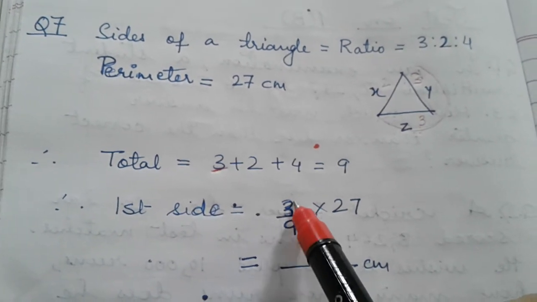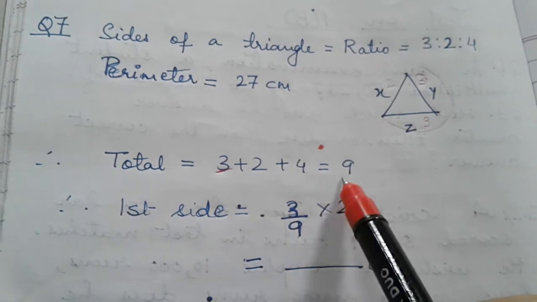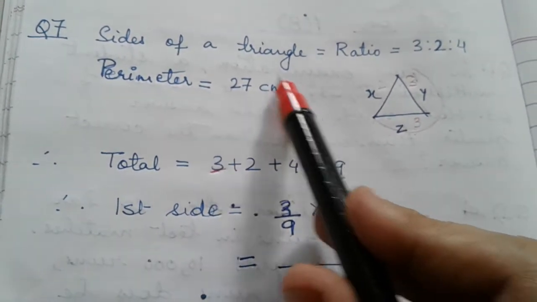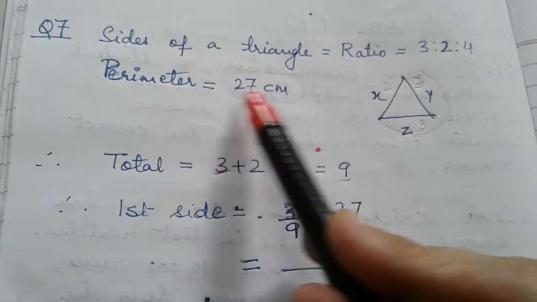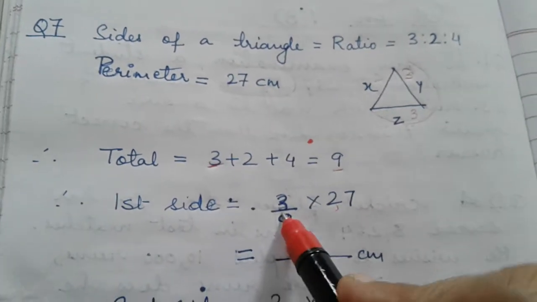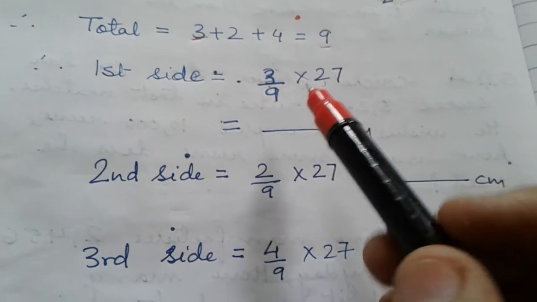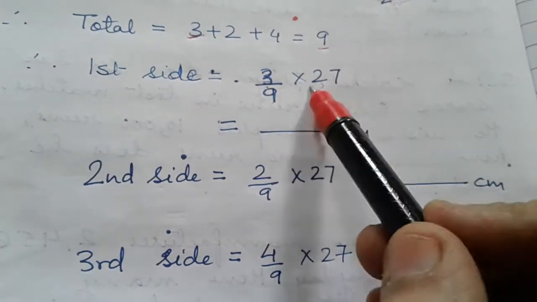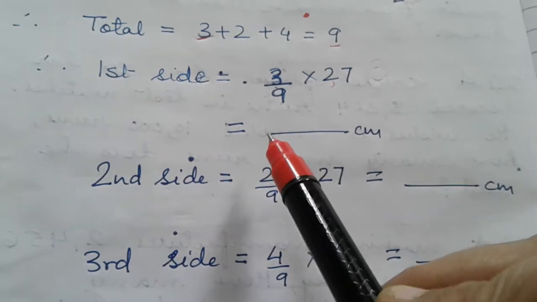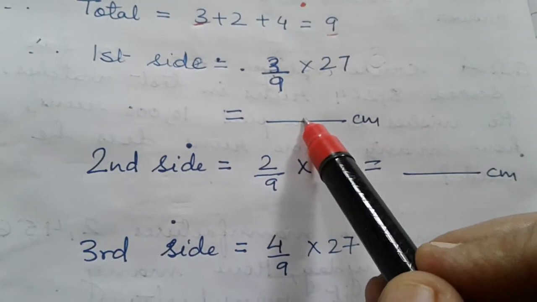So 3 out of 9, because the total is 9, multiplied by the total given here. The total perimeter is 27. So this, children, I have left it for you. You have to solve it by yourself. I'll give you a hint: 9 ones are 9, 9 threes are 27. So 3 threes are 9 centimeter.